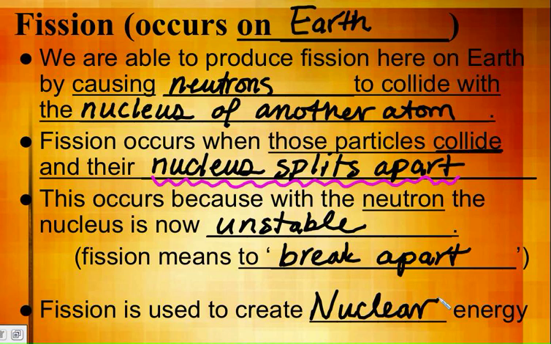So, summary of fission. Fission does happen here on Earth. It is a man-made scenario where we are firing neutrons at another atom to try to make that nucleus split apart. The splitting of that nucleus makes the atom unstable, but we are gaining quite a bit of energy from this process. That is why nuclear energy is so very powerful and so very dangerous, with all these remaining unstable atoms.